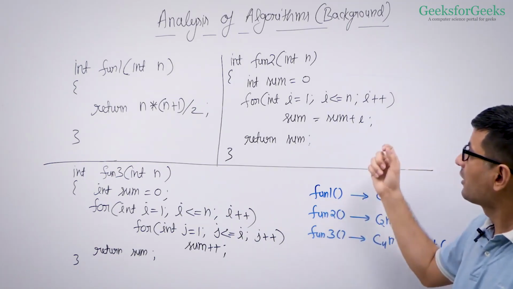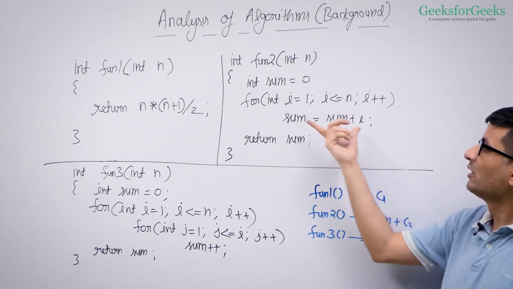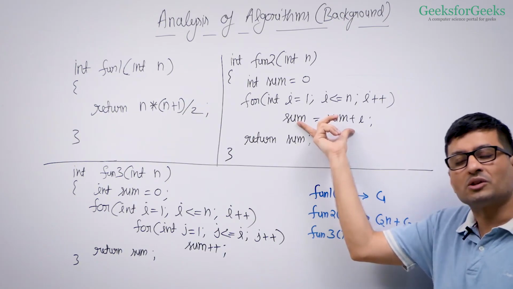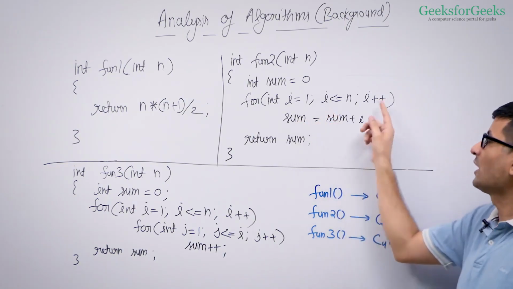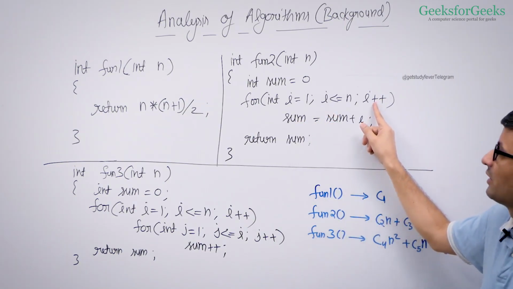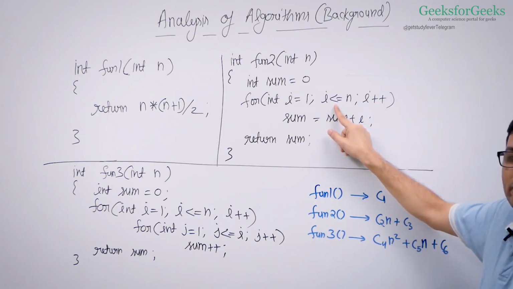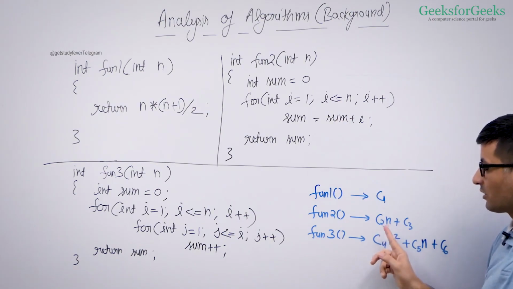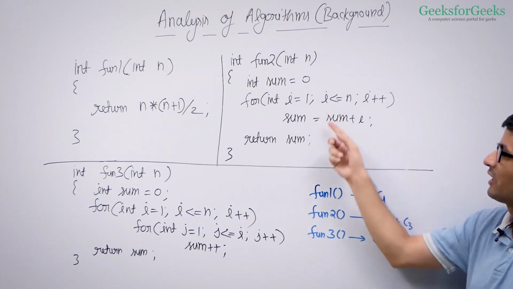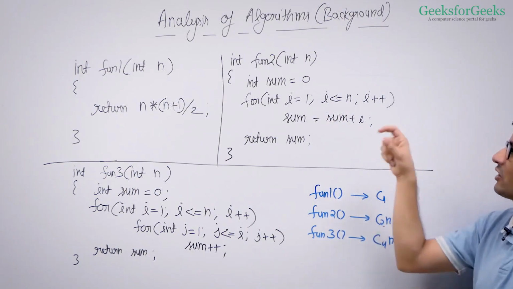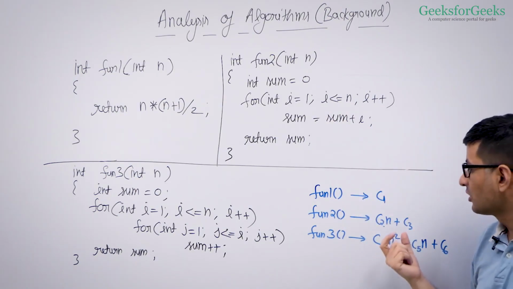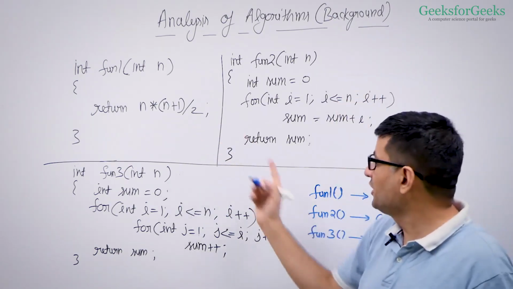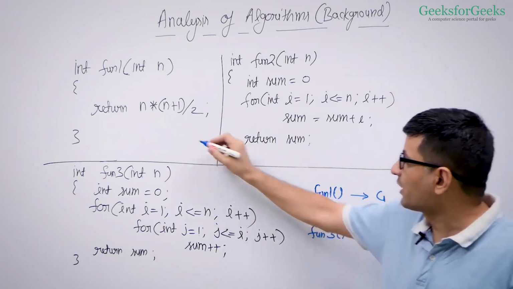But there is some work that depends upon the n. This will execute 10,000 times if n is 10,000, 1,000 times if n is 1,000. This i++ also depends upon the n. This condition check is also dependent upon the n. So there is some work that happens n times. So if I say all this work that happens n times takes C2 time, and the rest of the work takes constant time, we write the time of fun2 as C2n plus C3. So we have seen how we get the expressions for fun1 and fun2.